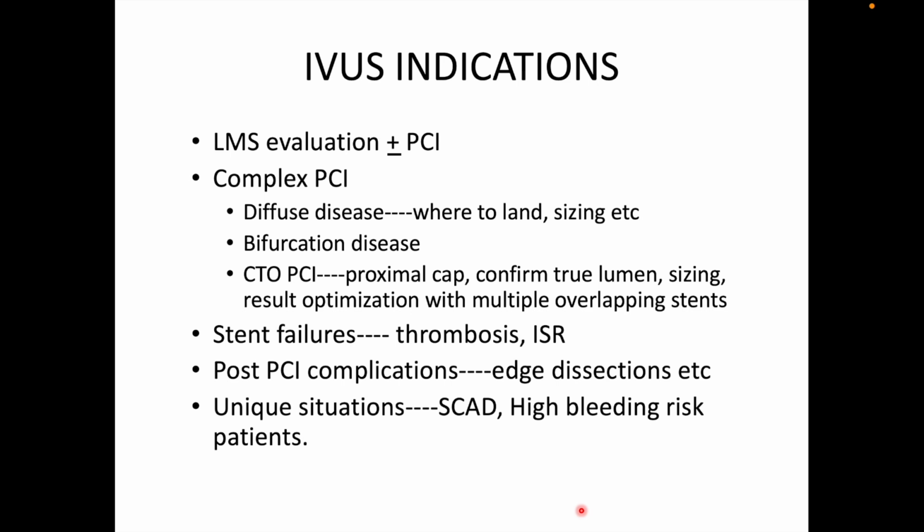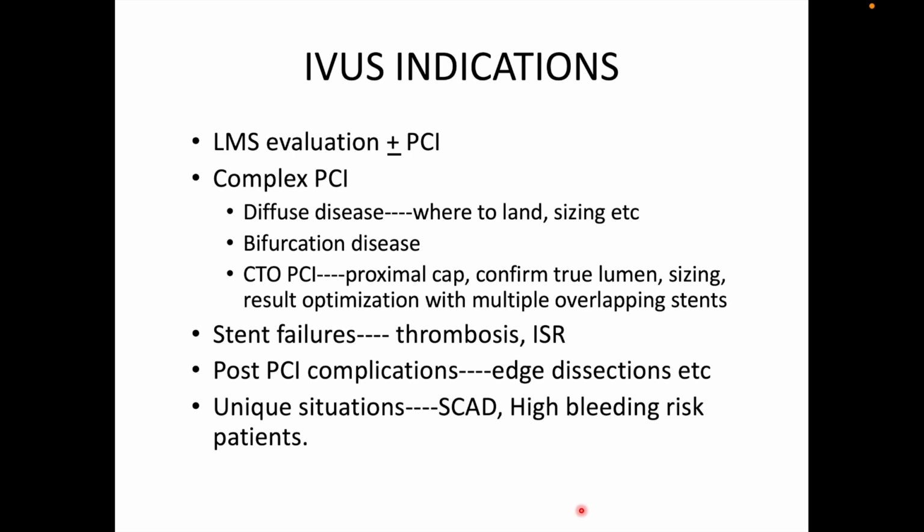So for me personally, I would say that IVUS indications include left main stem evaluation. It's a must. Complex PCI, like diffuse disease, it helps you where to land the stent and what size to use. Bifurcation disease, CTO PCI, you can identify the proximal cap, you can confirm the true lumen, what is the size required, and the result optimization with multiple overlapping stents.